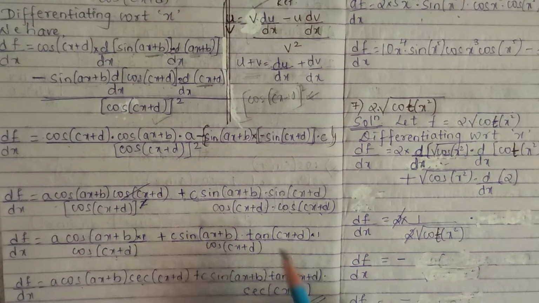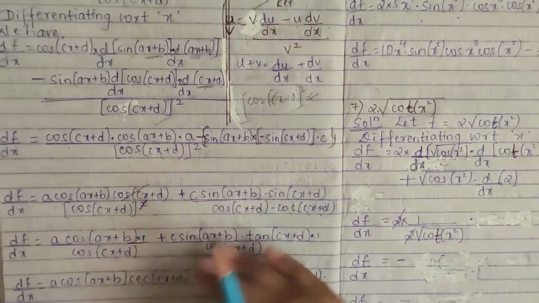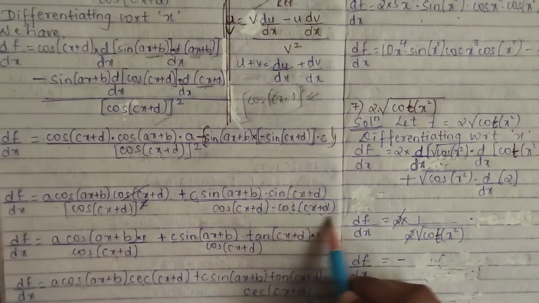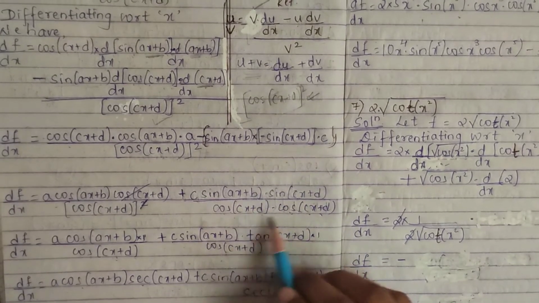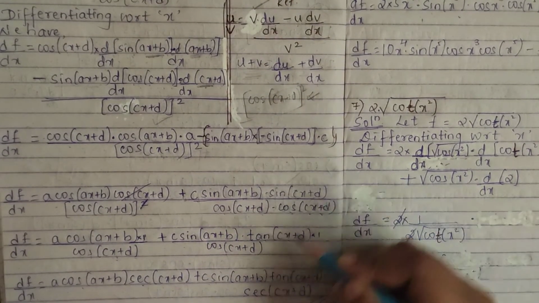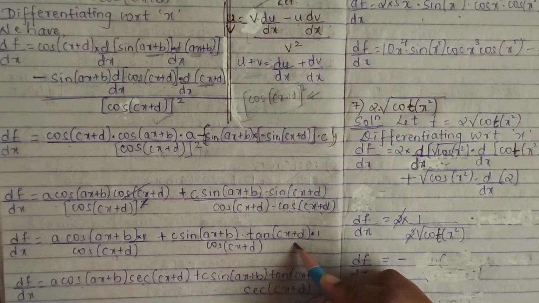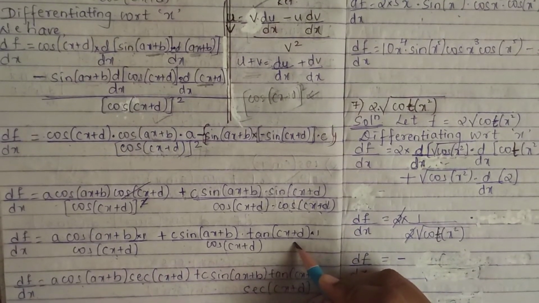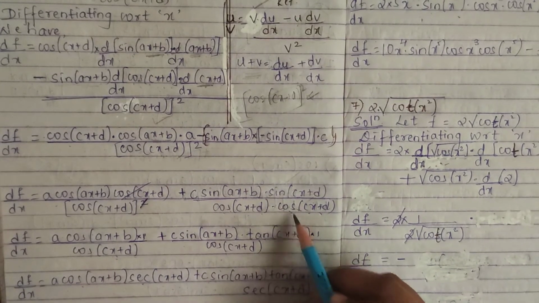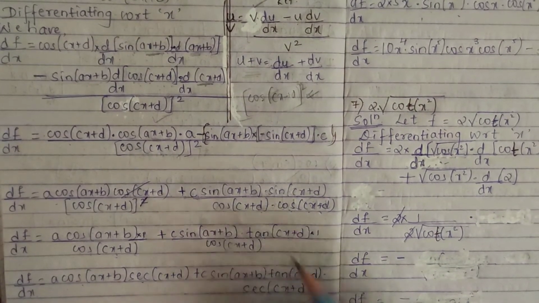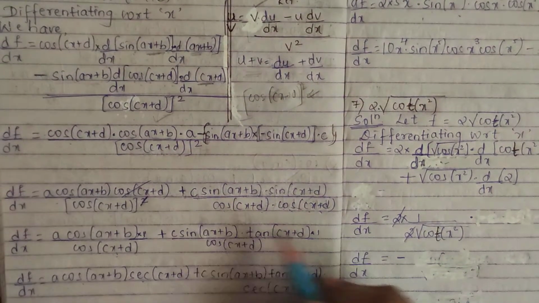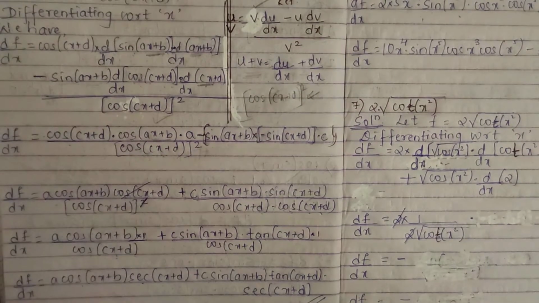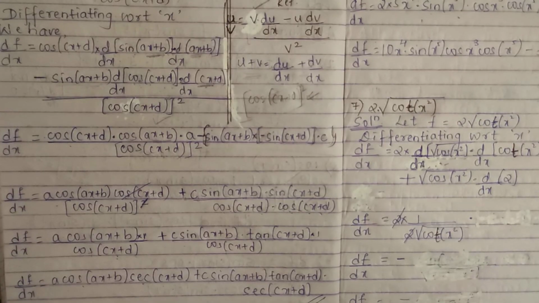The next part, c sin(ax+b), keep as it is. Here you see sin(cx+d), cos(cx+d), cos(cx+d). You have now 3 terms. Here sin by cos means what? Tan, right? Sin by cos is tan, 1 by cos is sec, cos by sin is cot. Yes, you should write that. So sin by cos is tan. So I have written tan(cx+d) into, here one more, 1 by cos(cx+d) I have kept as it is. In the next step I will do it.